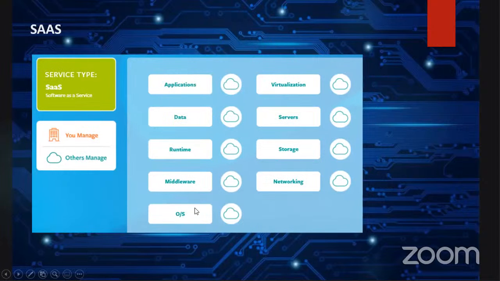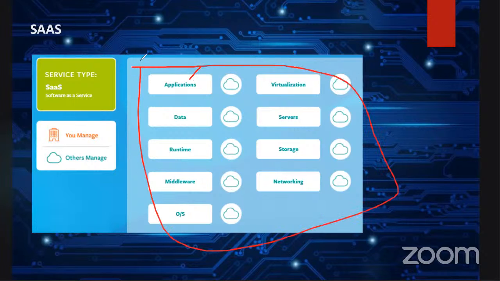SaaS is something where everything is, if you see here, I was doing an application in PaaS. Now that is also not required. Everything will be handled by Microsoft. Software as a service. Example, if you open your Gmail, are you creating any virtual machine? Are you designing any application? Nothing. You are just doing the sign up and clicking on the sign in.